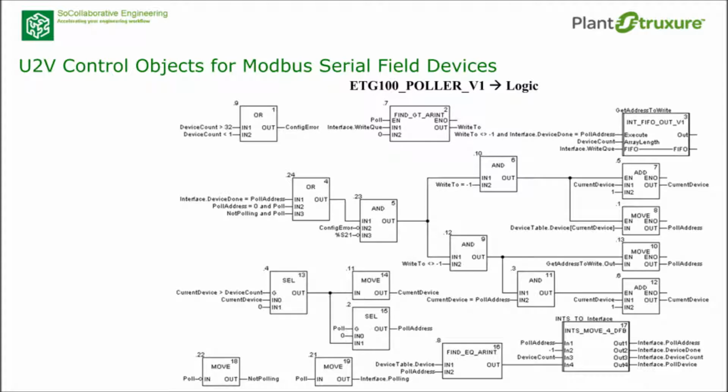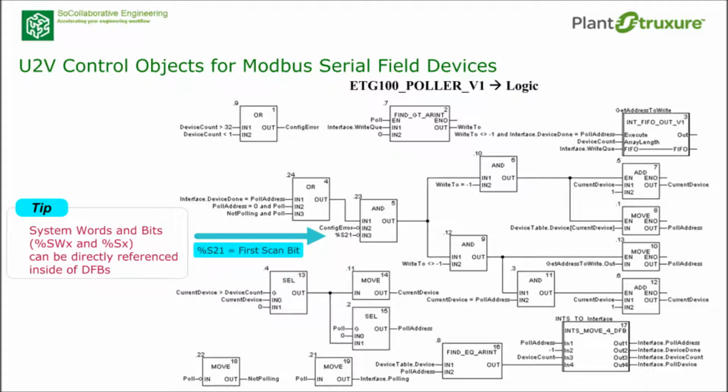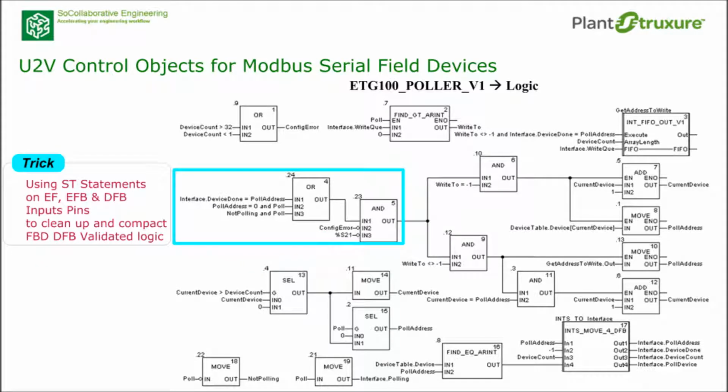I am not going to review the polar DFB code, but I will point out some tips and tricks used. First tip, know that you can directly reference system words and bits inside of a DFB, like this one, which is the first scan bit. And here is a trick.